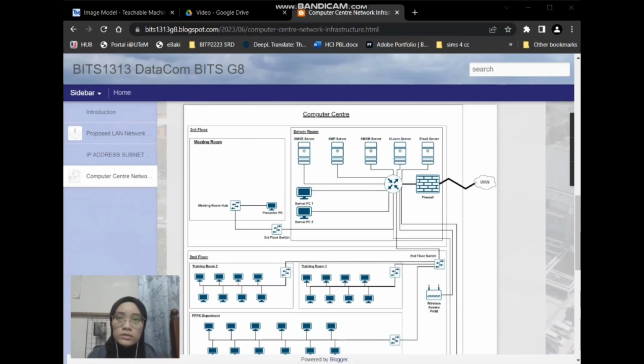My name is Michelle Balkis binti Syaful Azmi, and I'm presenting about the computer center. The computer center at UTM consists of multiple servers for UTM systems and the PPPK department offices. The facility consists of 3 floors, and to improve network efficiency, we have proposed the following network design.